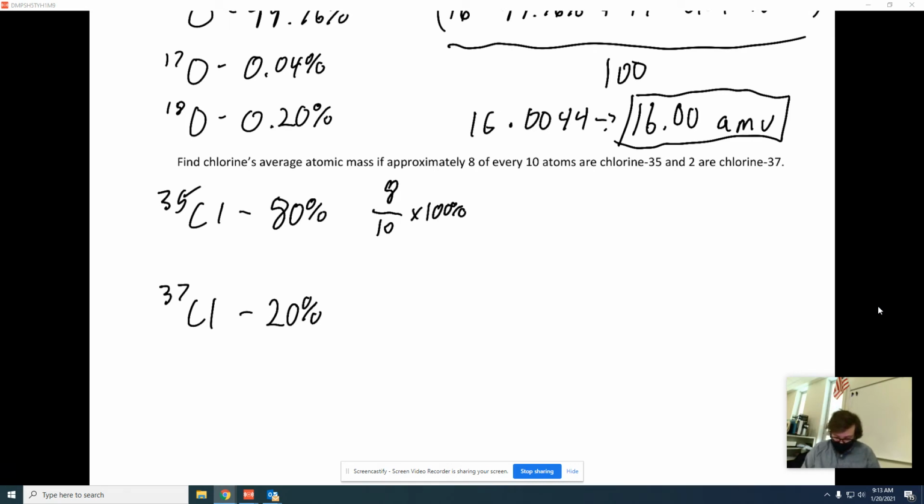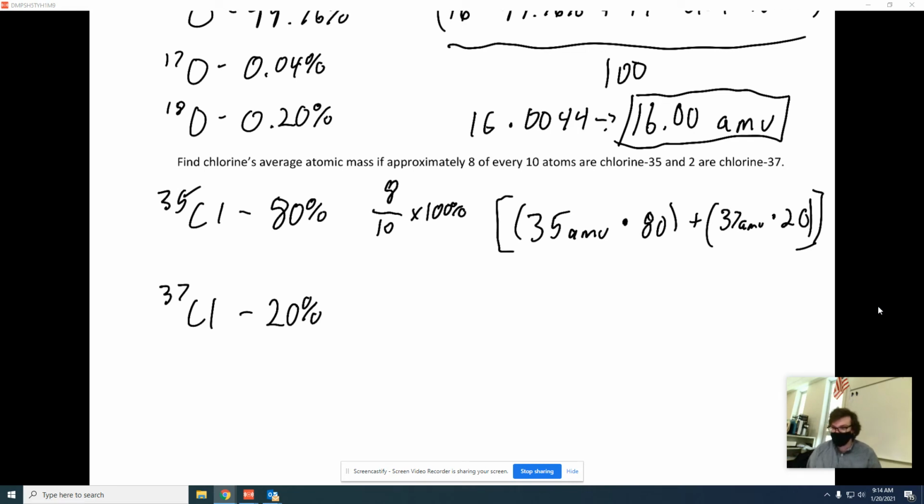I've got two different isotopes. One has a mass of 35 atomic mass units. We're going to multiply that one by 80% because that is its percent abundance. Then we're going to add our second isotope, which has a mass of 37 atomic mass units. We're going to multiply that by 20%. And then I'm going to plug this whole thing into my calculator. And then after I've hit enter, I can divide by 100, and that'll give me my final answer.